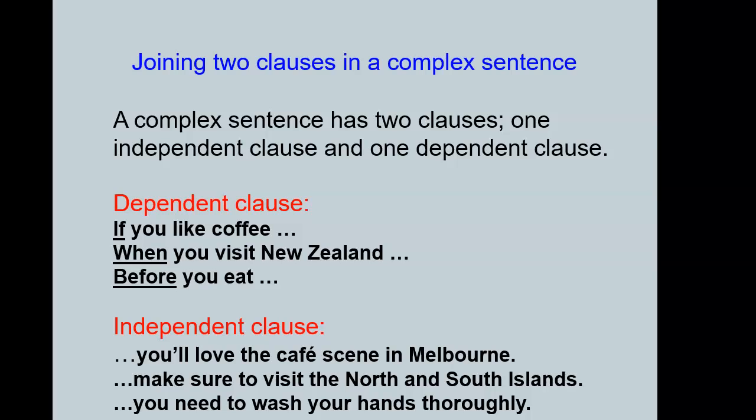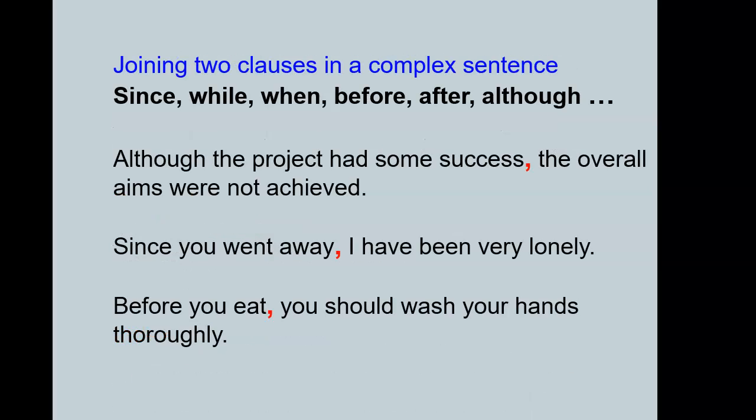So it's very easy to join a dependent and an independent clause together. You just add a comma. You put the comma directly after the first clause and follow up with the second.